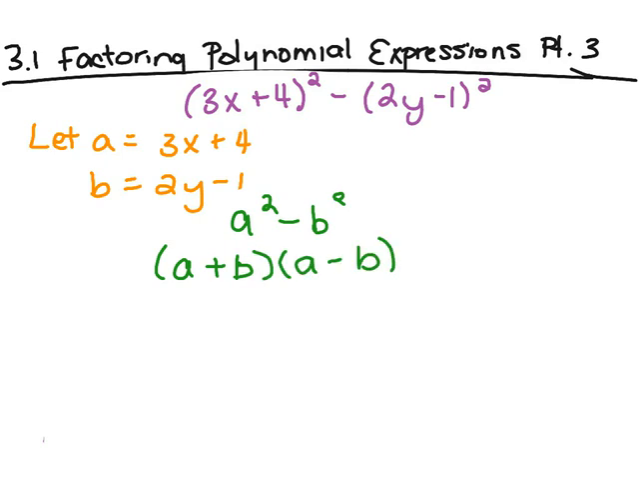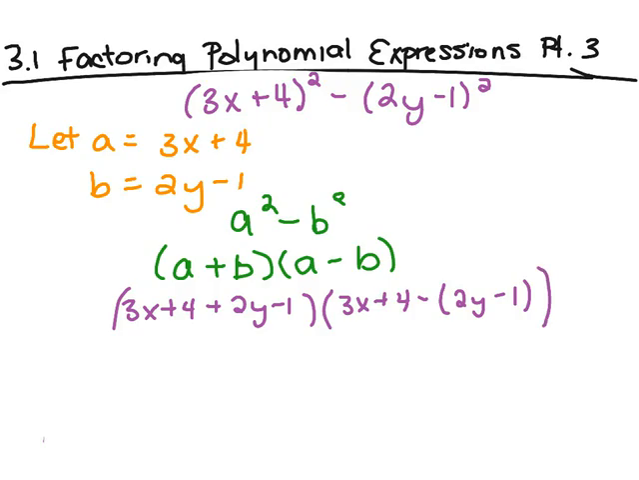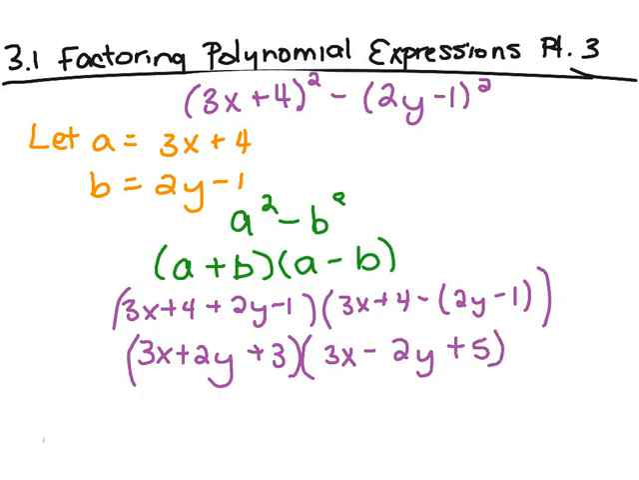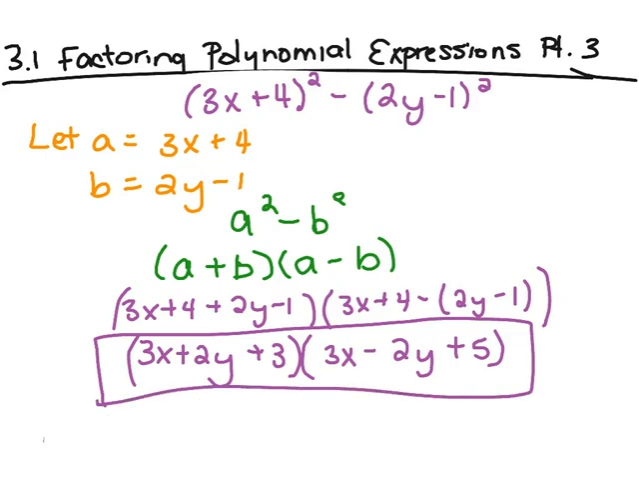Now we're just going to substitute back in our numbers. So 3x plus 4 plus 2y minus 1 is our first one. Now for our second one, because it's a negative, remember to put the negative sign in front of your binomial. So it's going to be 3x plus 4 minus 2y minus 1. And that's important. So 3x plus 2y and 4 minus 1 is 3 is our first factored. And our second is 3x minus 2y. And now we have 4 minus negative 1. So we have 4 plus 1. So plus 5. And this is our factored trinomial.